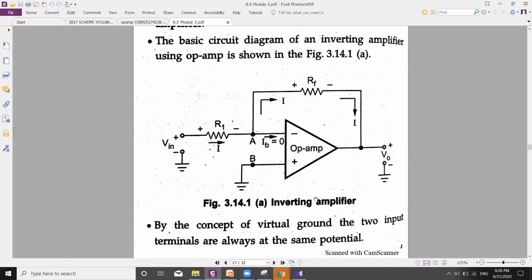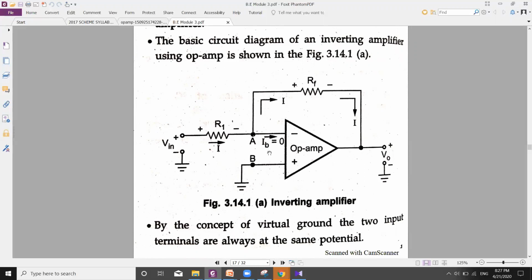The circuit diagram of our ideal inverting amplifier is shown over here, in which we give the input voltage Vin to the inverting terminal, and the non-inverting terminal is connected to ground. There is a feedback path going from the inverting terminal to the output terminal. On the input side we have resistance R1, and in the feedback path we have resistance RF, where the suffix F is given.